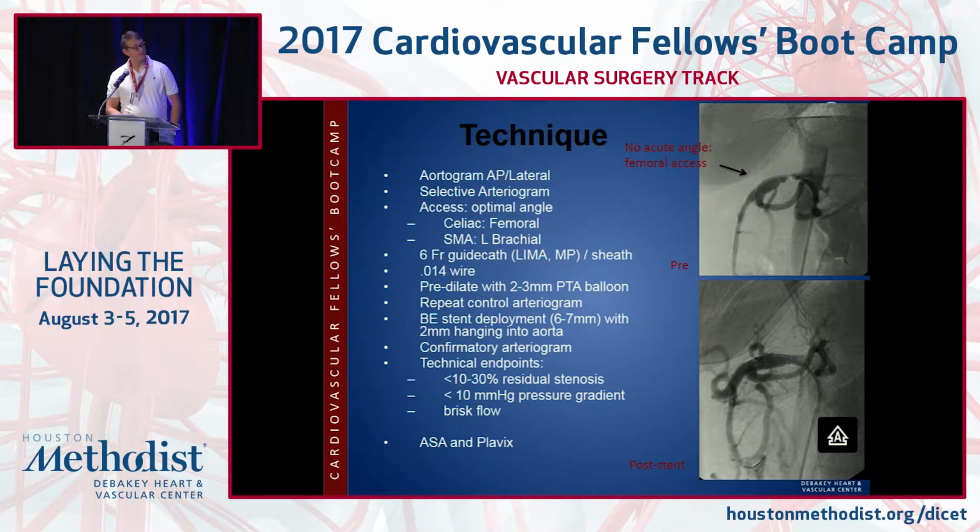You obviously want to cover the lesion, but you want to have about 2 millimeters of this stent hanging into the aorta. Most mesenteric disease is orificial disease, so it's essentially aortic spillover disease into the ostia of the vessel. So you have to make sure that the stent is flared into the aortic lumen by a couple of millimeters. As for technical endpoints, if you have less than 30% residual stenosis or less than 10 millimeters of gradient across your lesion on completion, then you've achieved a successful technical result.